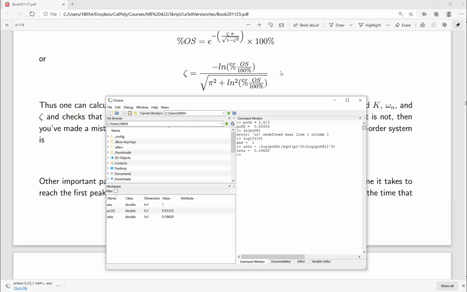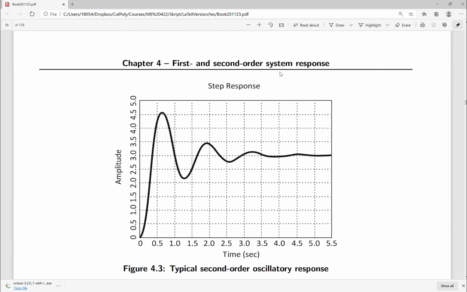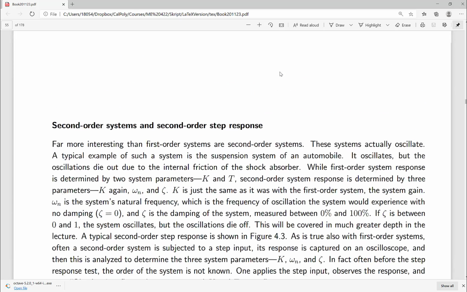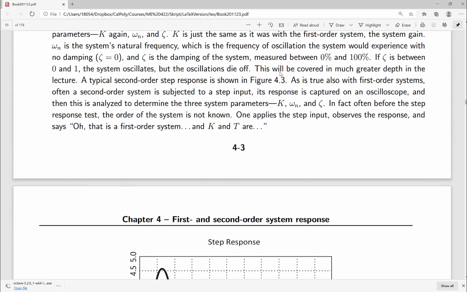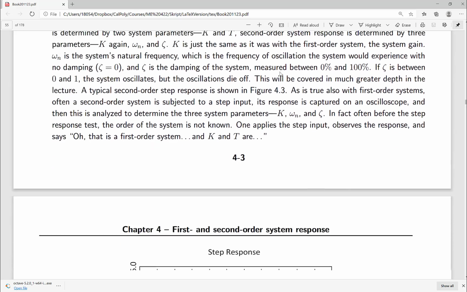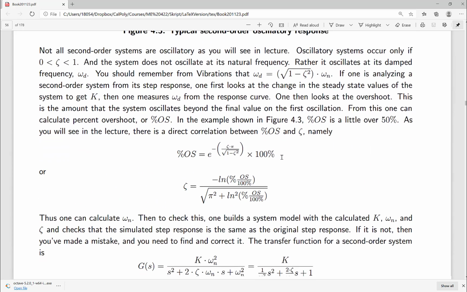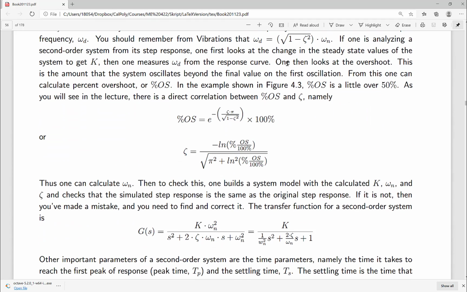Now we need omega n. We have zeta, so that means we should be able to get omega n. And let's go and see where we get that from. Up here before, there was a relationship. Was it up here? No, I think it's below. Yeah, must be under here. Yeah, here we go. Here's our relationship between omega d and omega n.